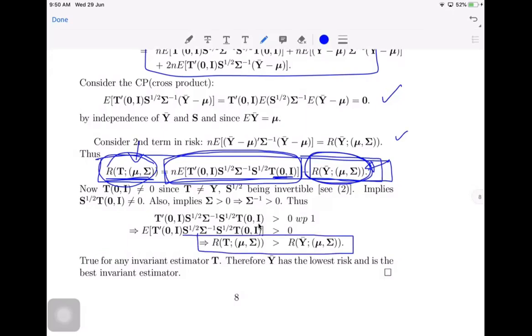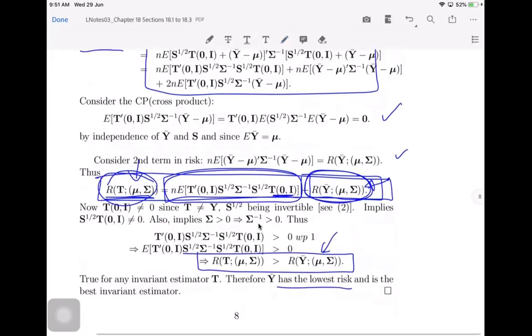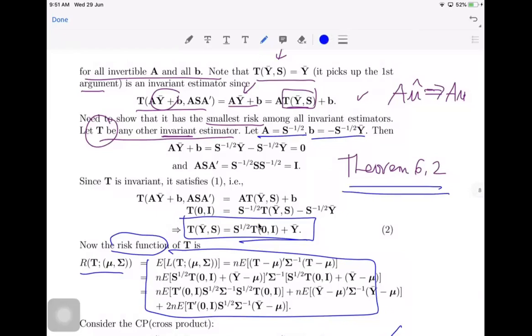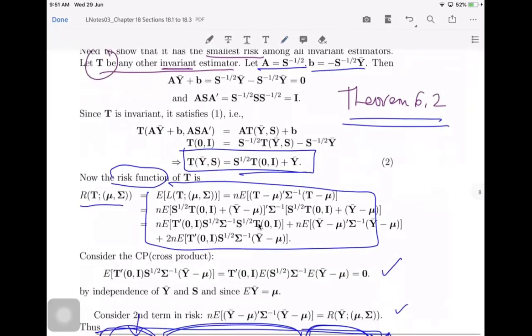Since you have shown that for any competing invariant estimator, the risk associated with that is greater than the risk associated with Y bar, then Y bar will have the lowest risk and it will be declared as the best invariant estimator. So go over this proof. The proof here is similar to Theorem 6.2.